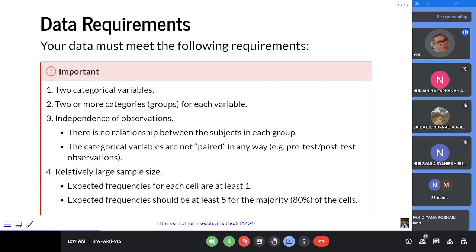So maknanya kat sini yang 80% ni maksudnya 80% daripada keseluruhan cells mestilah mempunyai sekurang-kurangnya 5 untuk nilai expected frequency. Itu yang dimaksudkan. So maknanya kalau ada yang kurang daripada 5 tu, paling maksimum tu dia boleh adalah 20% daripada total cells. Right? So that is the data requirement. Apa yang perlu ada. Okay.